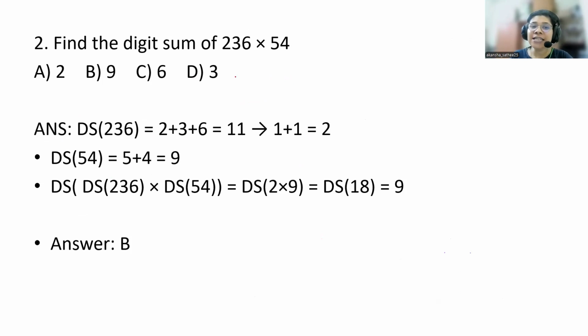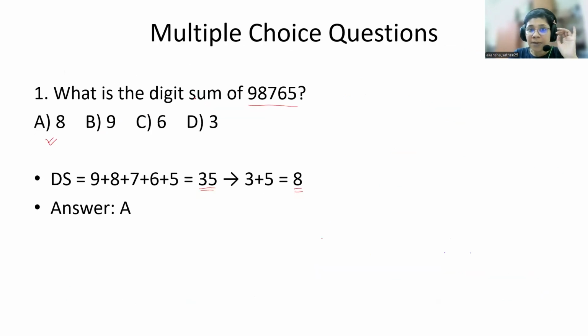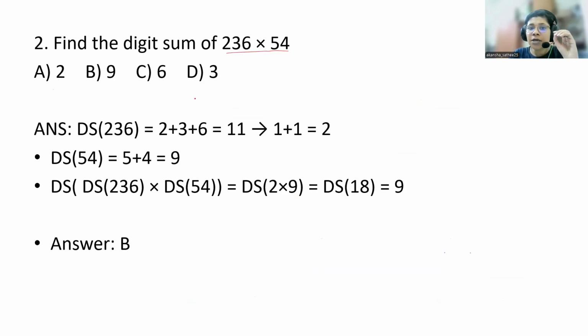So here, find the digit sum of 236 into 54. Now it is big multiplication, isn't it? So that is where you can apply this rule. You can do this multiplication first and then digit sum, or you can compute digit sum first, then you multiply, because remember digit sum is a single integer. So multiplying two single digit numbers is much easier than multiplying these huge integers.